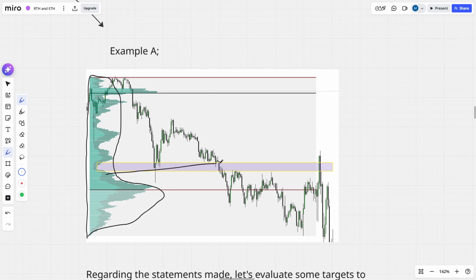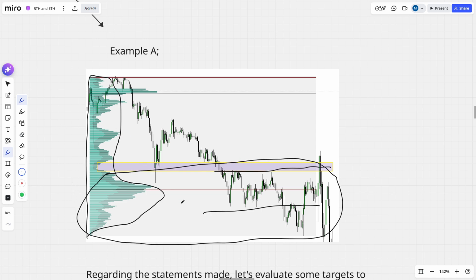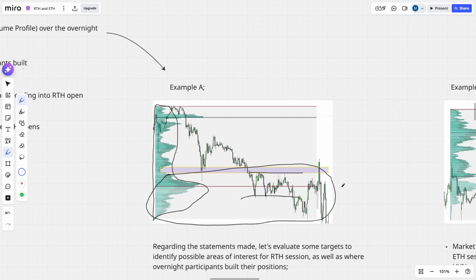Lots of value is built around here. How do we know that it was accepted? Because there was a clear range here. There's no specific breakout that told us exactly where price wanted to move. So that was them building their positions overnight, leading into RTH.